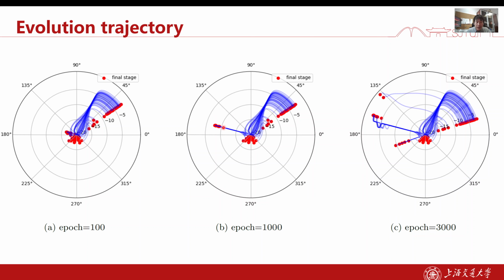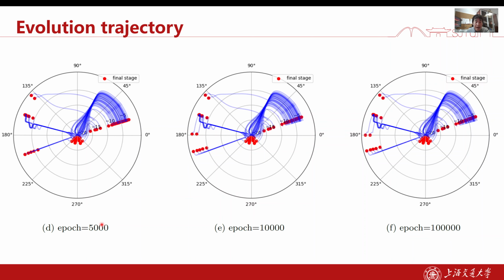But two turning points are still not able to fit the data. So after training, the neural network continues to grow more and more directions. This is the 3000th epoch. And after training, in the final epoch, we can see that there are 5 directions emerge to fit the data.